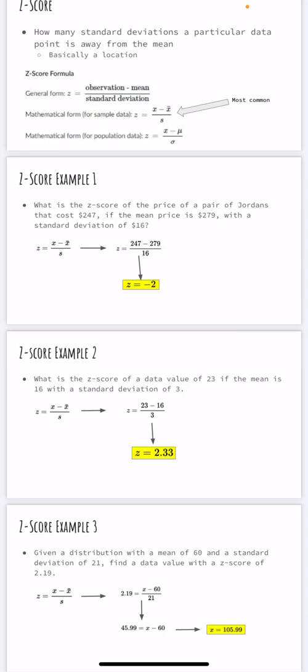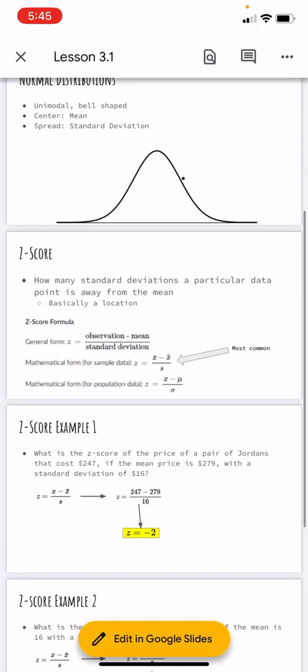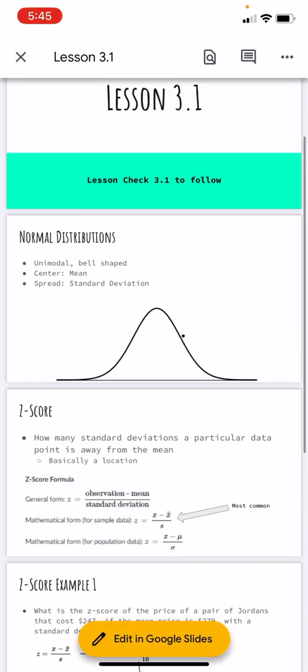And then now we go back to algebra 1, and we're trying to get x by itself. So we multiply both sides by 21. And when we do that, we get 45.99 equals x minus 60. And then we add 60 to both sides, which gives me an x value, or a data point value, of 105.99. Okay, so in lesson 3.1, we're talking about z-score.